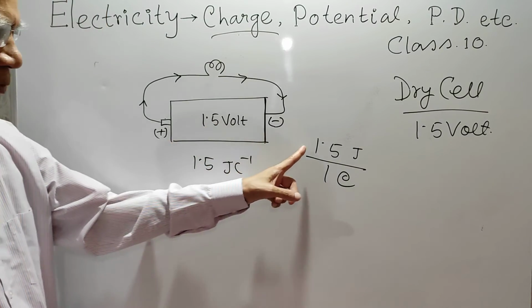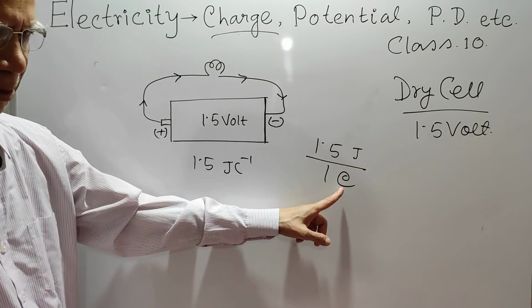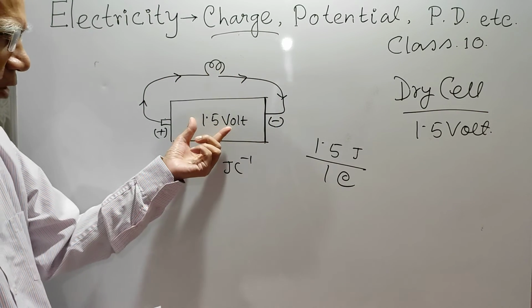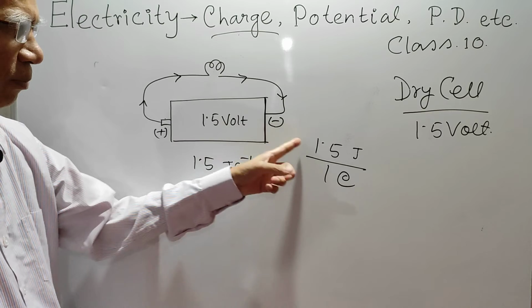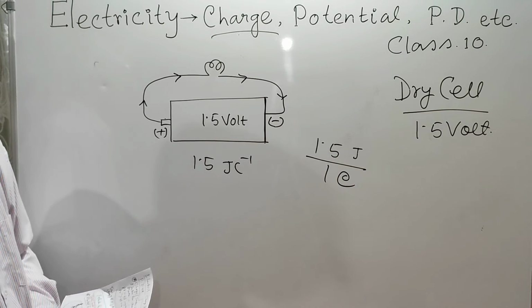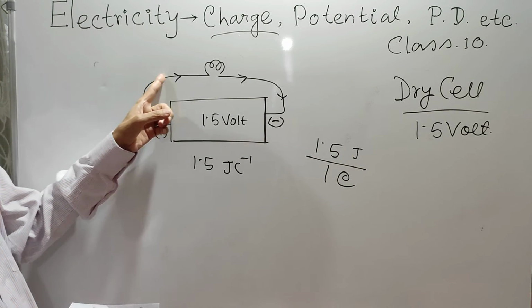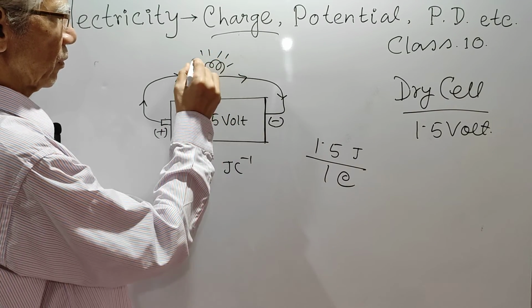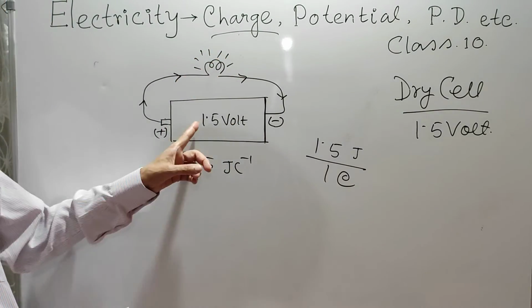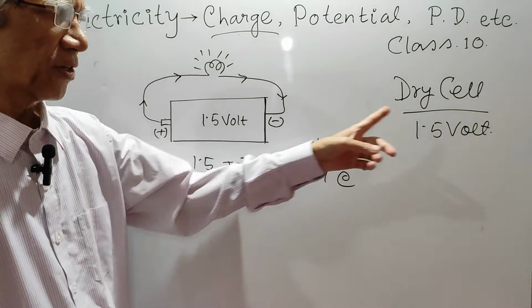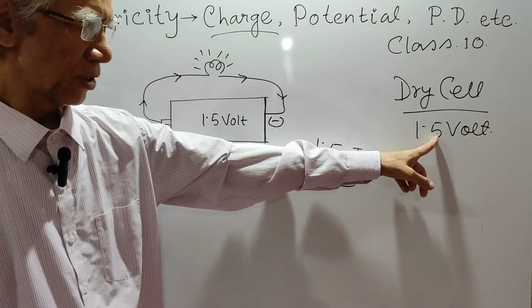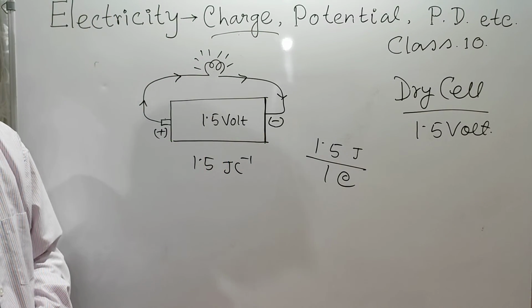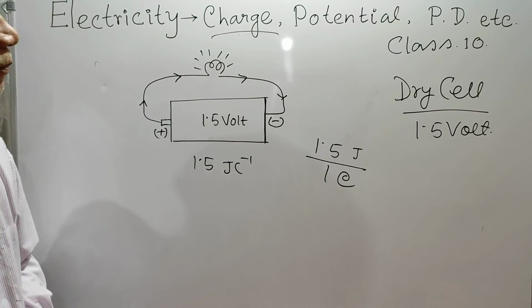So to push 1 coulomb of charge, this battery is doing 1.5 joules of work. And that charge, when passing through the bulb, makes it glow. This is the meaning of saying that a dry cell has a potential difference or voltage of 1.5 volt. Sometimes it is asked.